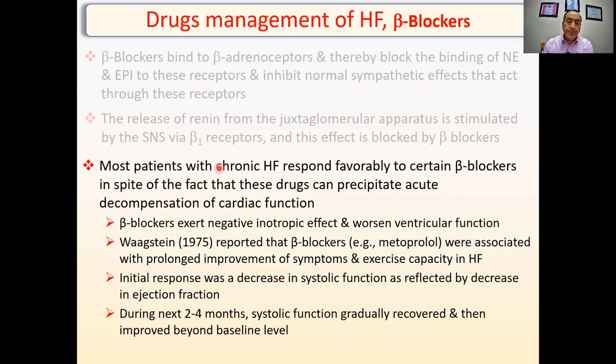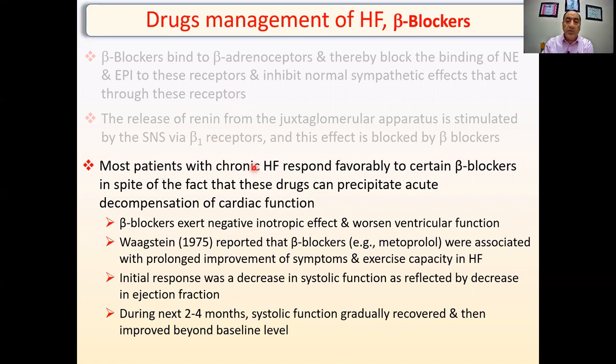Okay, so just let me correct that part. See, the beta blockers, they don't induce the contractility of the heart. The drugs that induce contractility are inotropics. We'll discuss these in the next video, inshallah.